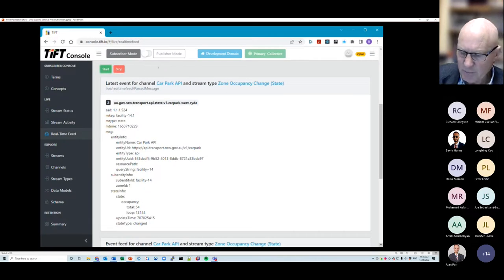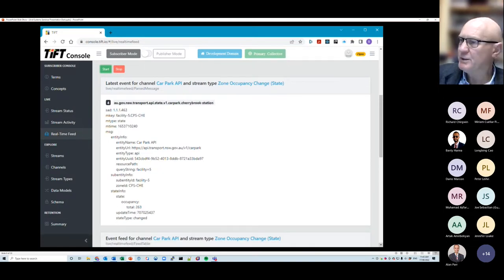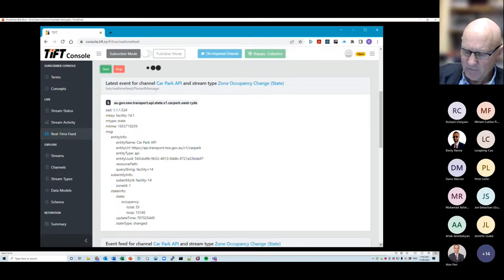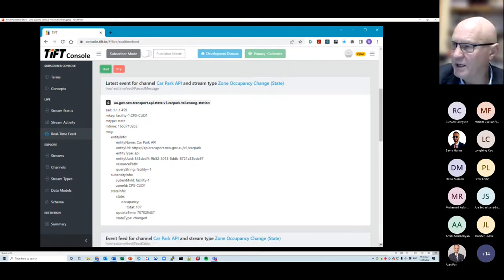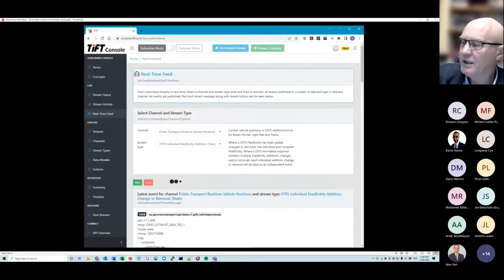So let me show you this in action by means of recordings of the TIFT management console. Here you see a channel comprising the streams of occupancy events for parking facilities in Sydney. And these individual events or messages consist of structured data, which you can see displayed for each message. Amongst the various data embedded in the message is the current occupancy for the facility in question, and an event in this case will correspond to a change in that figure, i.e. vehicles entering or leaving a facility.